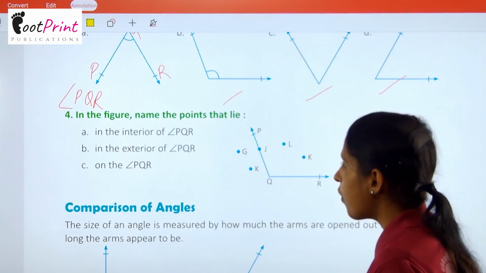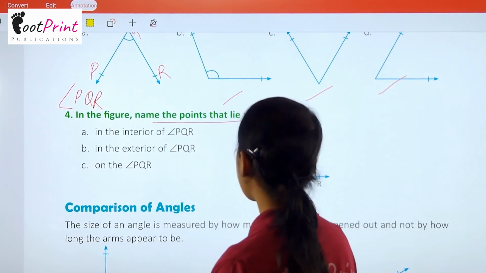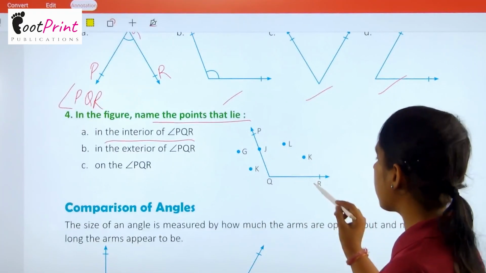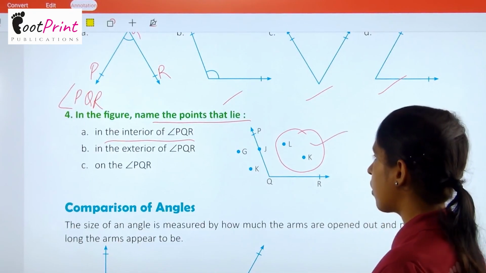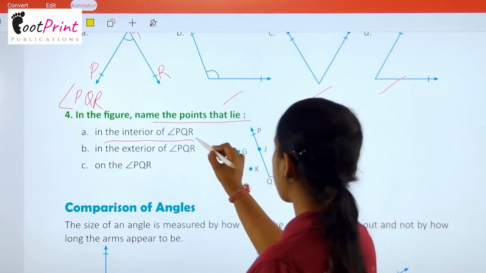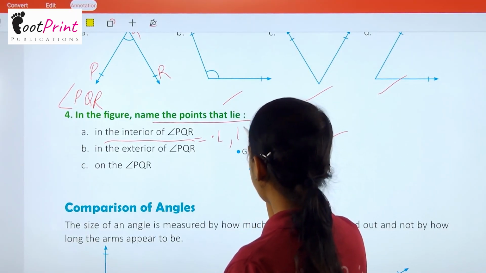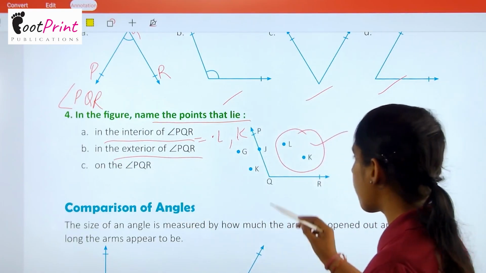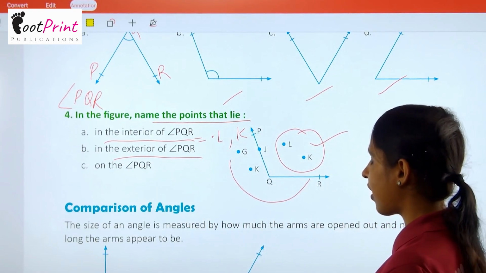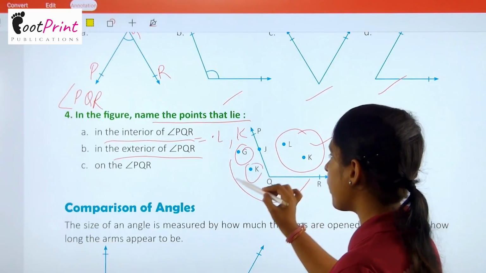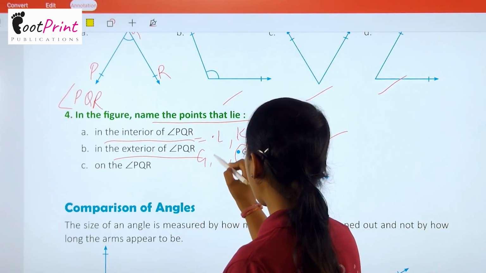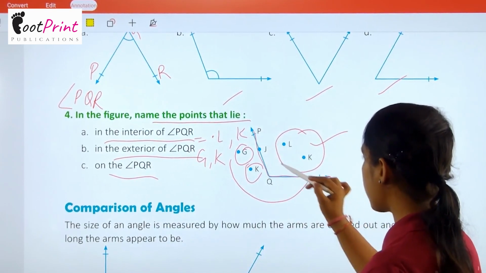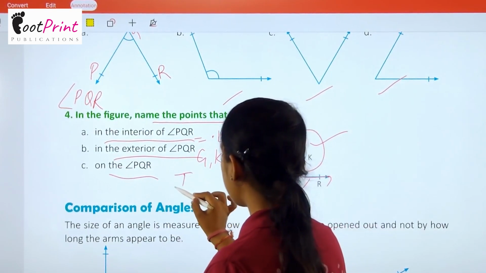Question number 4. In the figure, name the points that lie in the interior of angle PQR. As we learnt, interior is this portion. So in the interior we have point L and point K. Then in the exterior of angle PQR, the outer side, G and point K. So we can write point G and K. On the angle PQR, which point is there? G. So we can write point G.